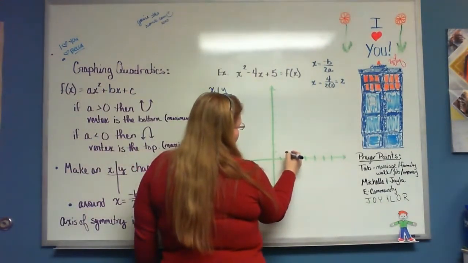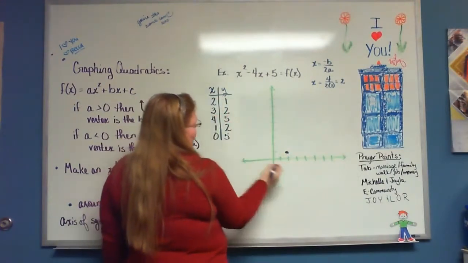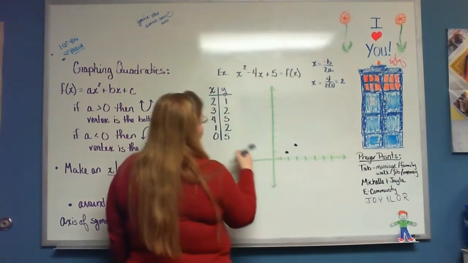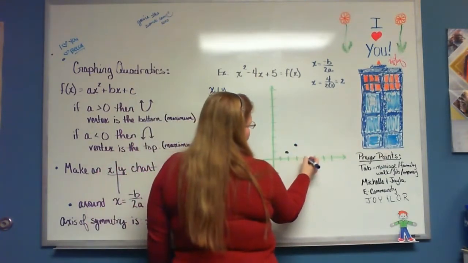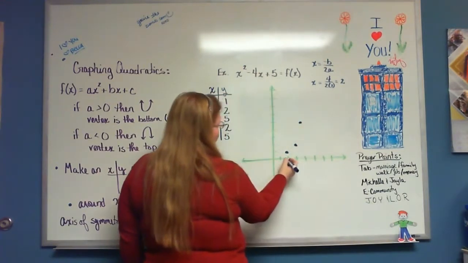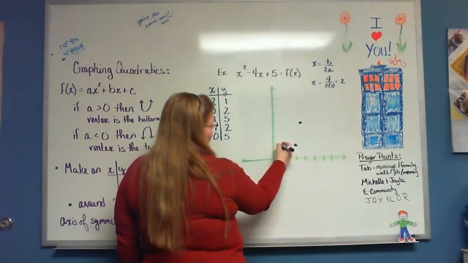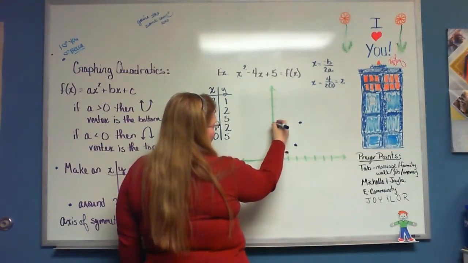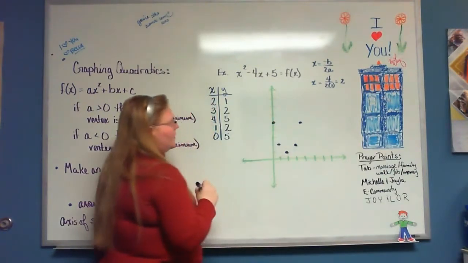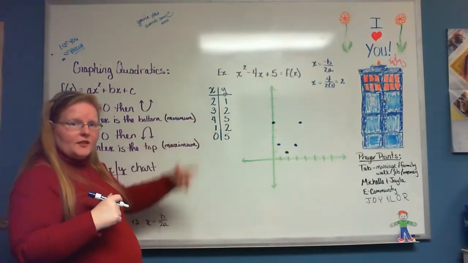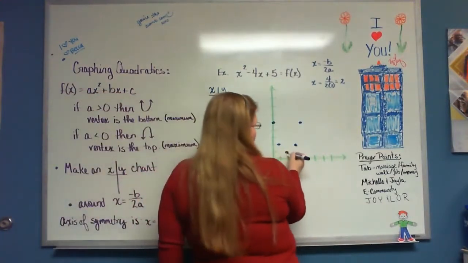2, 1 is there. 3, 2 is right there. 4, 5. 1, 2, 3, 4, 5 is right there. 1, 2 and then 0, 2, 3, 4, 5. And you can see it's got a little dip to it. Looks like a little dip. And we know that this is the center of it.